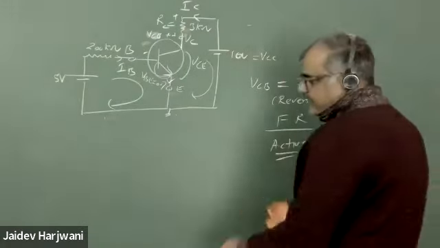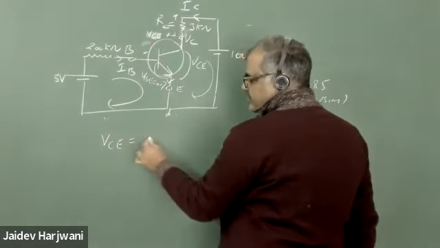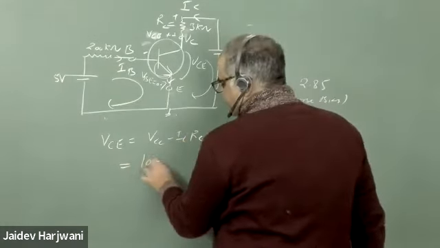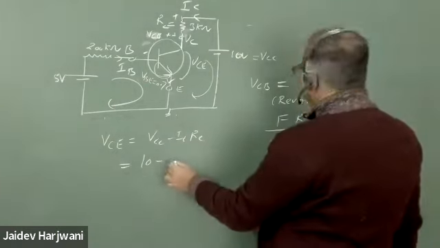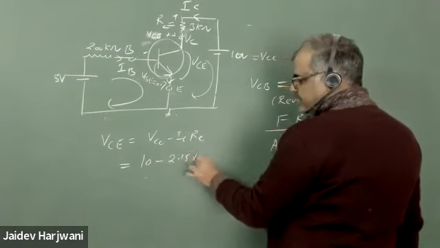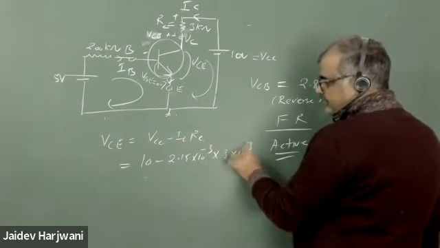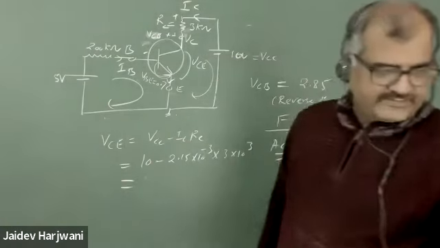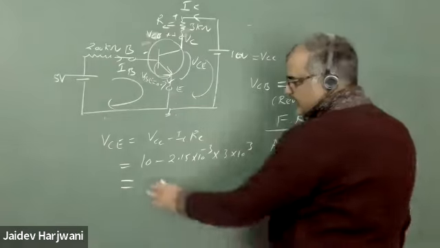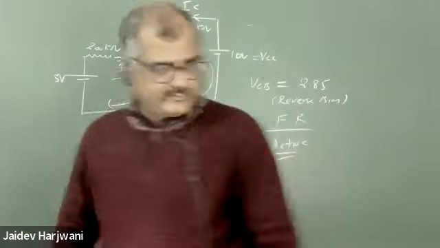So now we have calculated IC. Now I need to calculate the second loop, the value of VCE. VCE is VCC minus ICRC, and VCC is my 10 volt. IC, just now I calculated, what is the value of IC? 2.15 milliampere. And RC was 3 into 10 to the power 3, 3 kilo ohm. So what is the value of VCE? Calculate. It should come around 3.45 volt. Check it. 3.55.